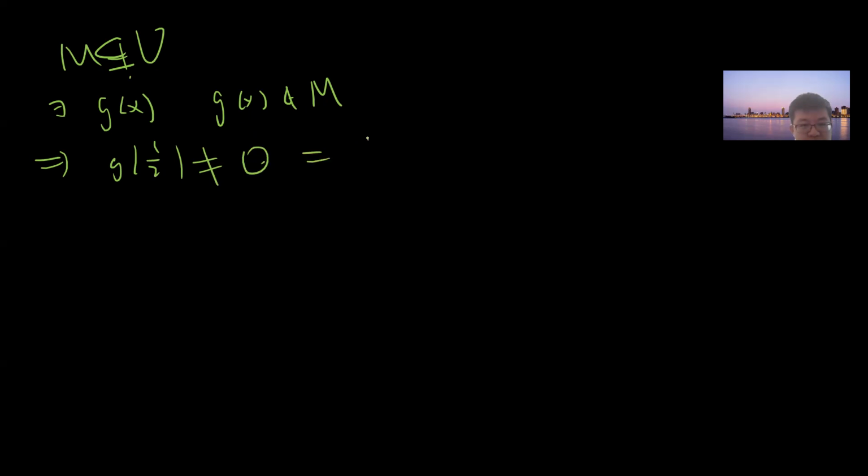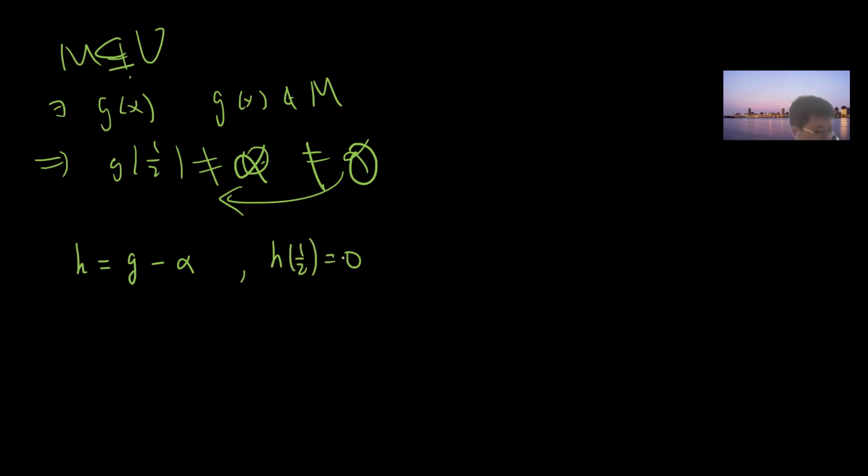So it must be something; let's call it alpha, which is non-zero. That means g(1/2) will be alpha, which is non-zero. Now let's define h to be g(x) minus alpha. In this case h(1/2) is just 0, so h must belong to M.